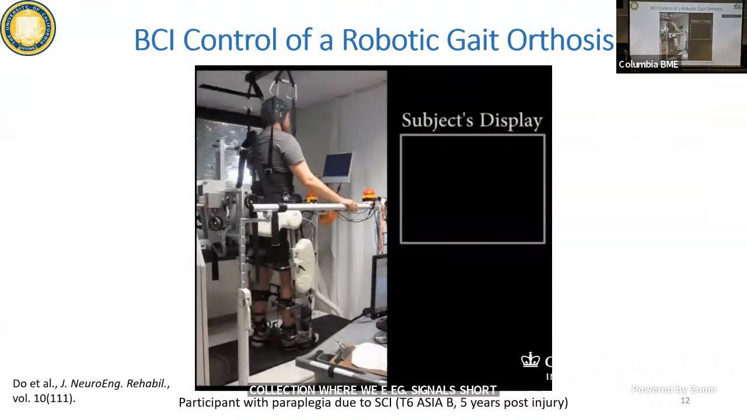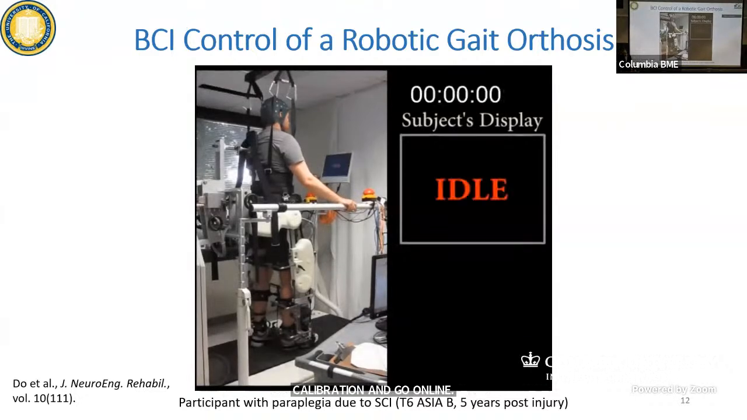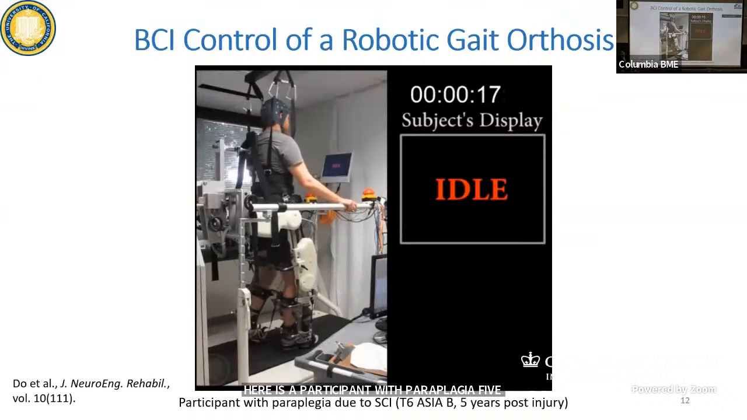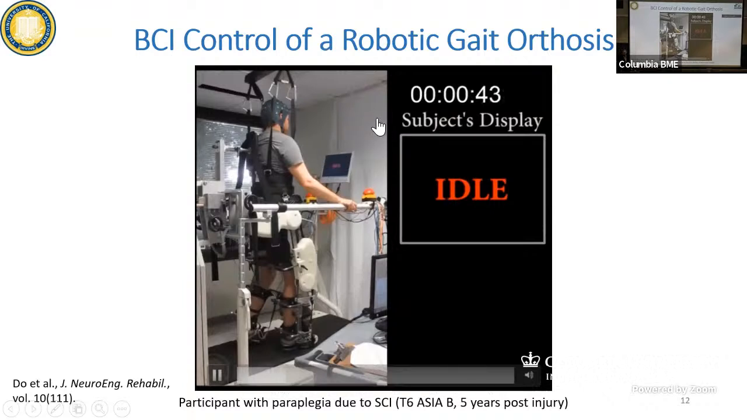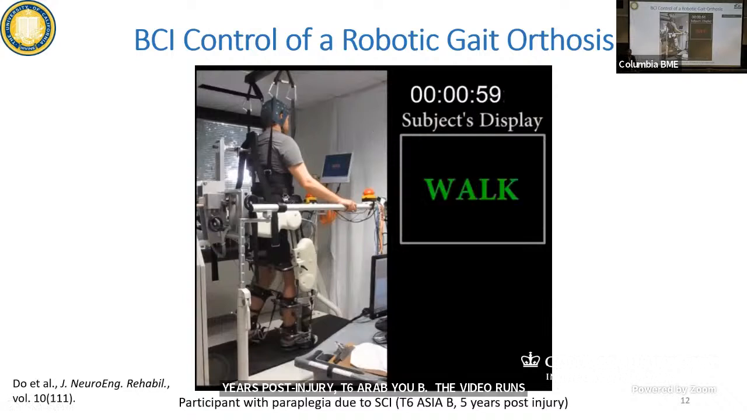So here's a participant with paraplegia, 5 years post-injury, T6 ASIA-B. You're seeing here his screen being cloned. This is just a copy of his own screen. The video, of course, runs at 4 times the actual speed. Otherwise, it's 5 minutes of not very interesting footage, right?